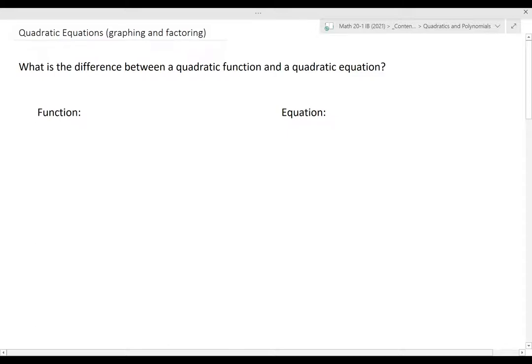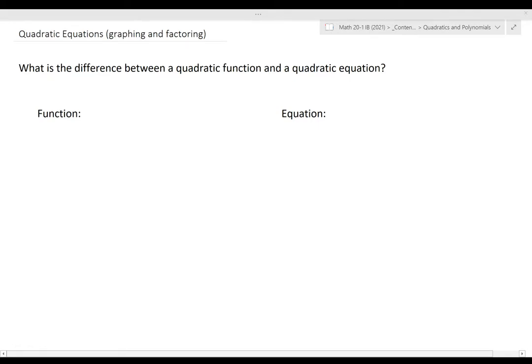Hello everyone. In this video we're going to talk about solving quadratic equations. We're going to focus on a couple of different methods here, graphing and factoring. So first thing I just want to discuss is the difference between a quadratic function, which is what we have been looking at, and a quadratic equation.